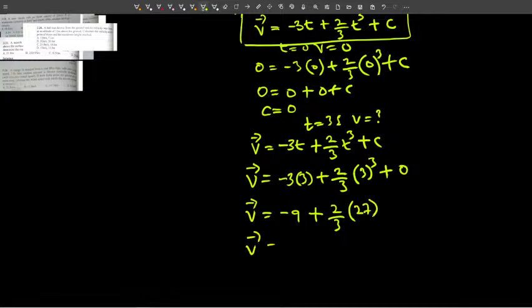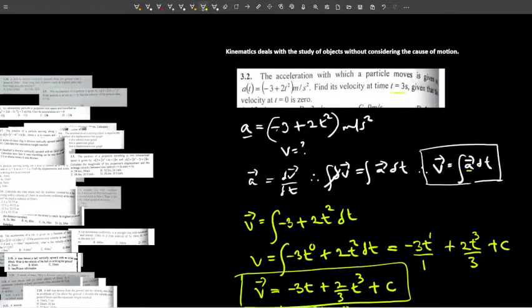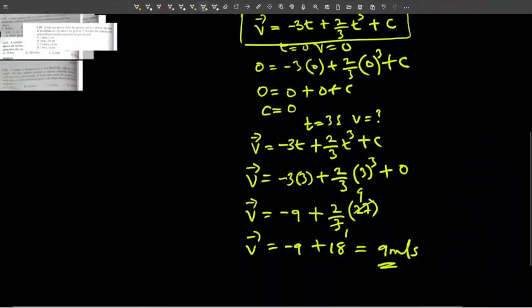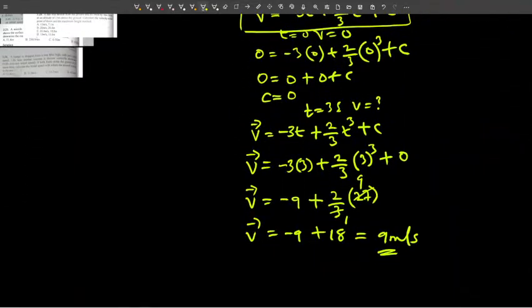So v equals minus 9 plus, 3 into 27 is 9, 9 times 2 gives 18. Add it up and we have 9. So 9 meters per second. That is the velocity of the body.